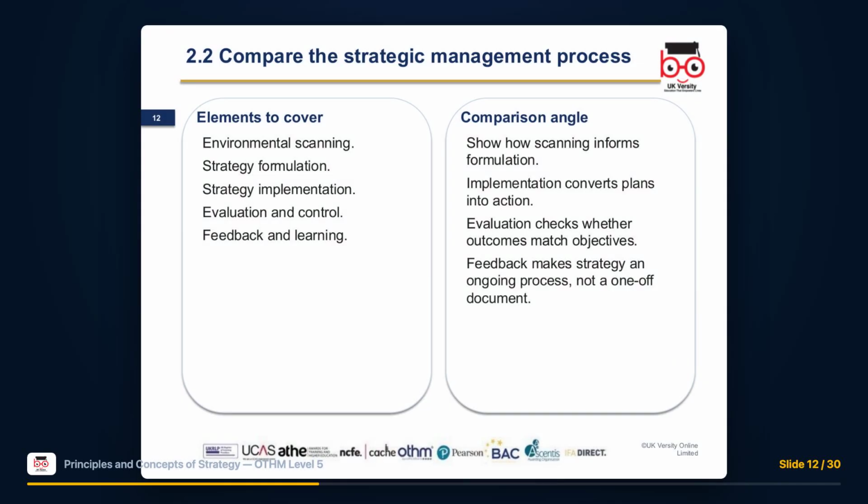For Criterion 2.2, compare the strategic management process: environmental scanning, strategy formulation, implementation, evaluation and control, and feedback and learning. Show how scanning informs formulation, how implementation converts plans into action, and how evaluation checks whether outcomes match objectives. Feedback makes strategy an ongoing process, not a one-off document.